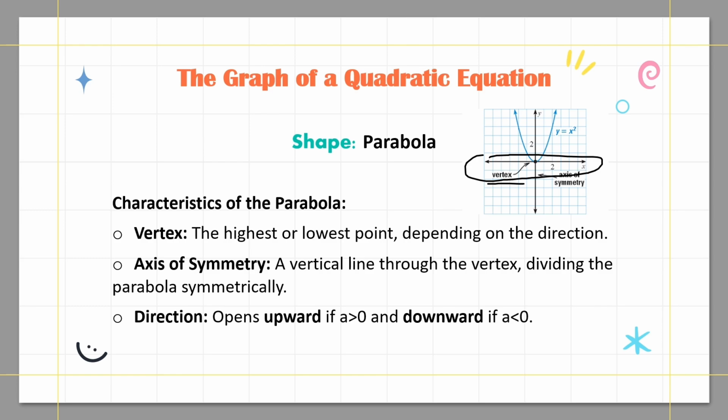If it opens upward, it means a is greater than 0. And vice versa, if a is lower than 0, it will open downward.